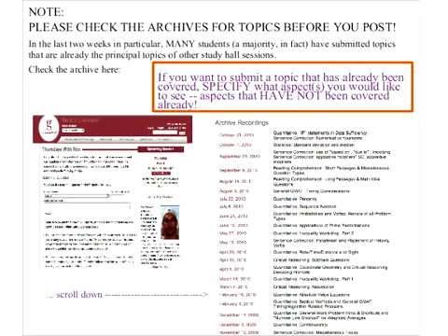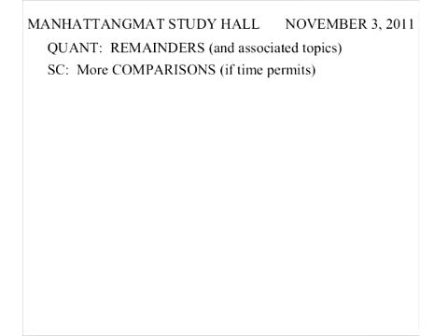Okay, so in case any of you are newly logged in, today's topic is remainders in Quant, and then more comparisons, if possible, in sentence correction. So there's a lot of remainder stuff lined up to go here, but in case we get through that more quickly than anticipated, then we have some leftover comparisons from last time. All right, let's do it.